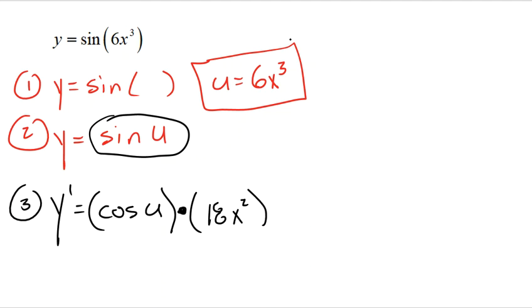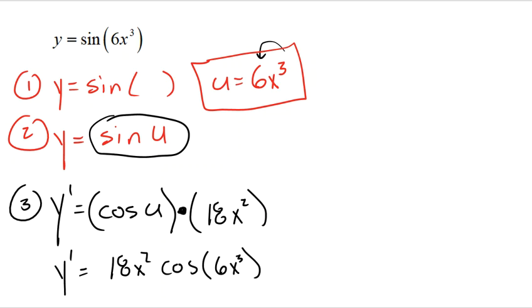Hopefully everybody's getting really good at the power rule. 3 falls down in front, 3 times 6 is 18, new power is 3 minus 1, 2. There you go, there's the derivative. And again, good news is there's really not a whole lot you can do to clean this up. So I would just put the 18x squared in front. And then I do have to replace the u with what u is, 6x cubed. So there's your derivative: 18x squared times cosine of 6x cubed.